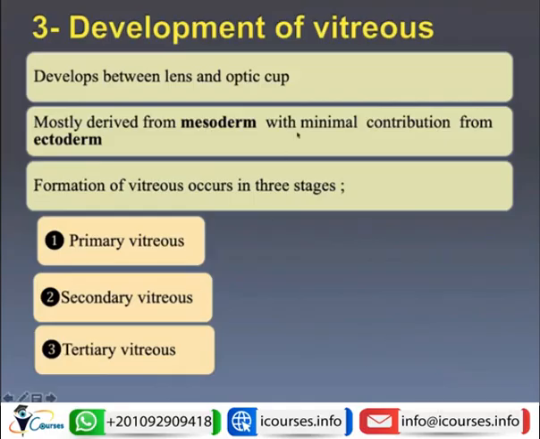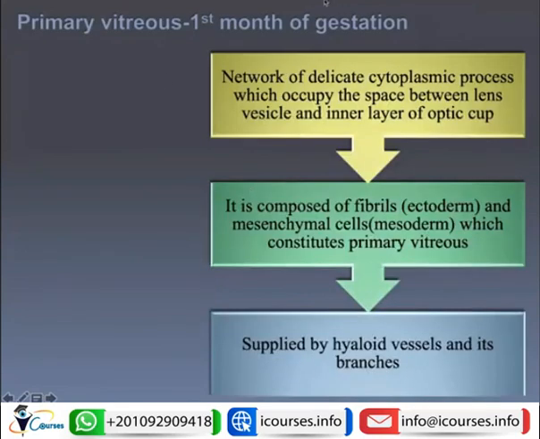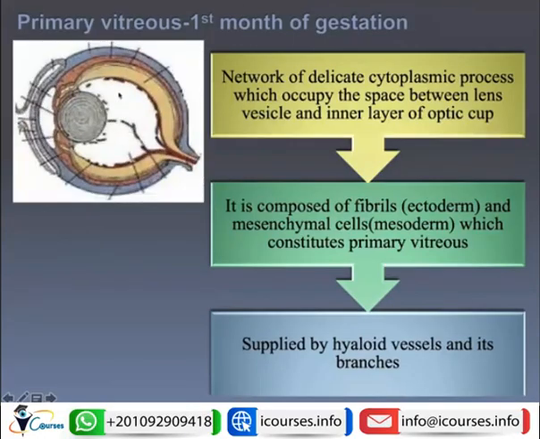So back to the development of the vitreous. The vitreous develops in the space between the optic cup and the lens. It is derived from the mesoderm with some contribution from the ectoderm. The development of the vitreous is important because it occurs in 3 stages, so you need to know the stages of vitreous development and the derivative of each stage. Let's start with the primary vitreous. The primary vitreous starts at the 1st month of gestation. There are some fine, delicate cytoplasmic processes that occupy the space between the lens and the inner layer of the optic cup.